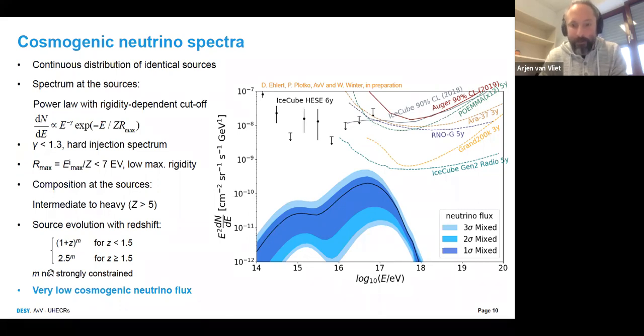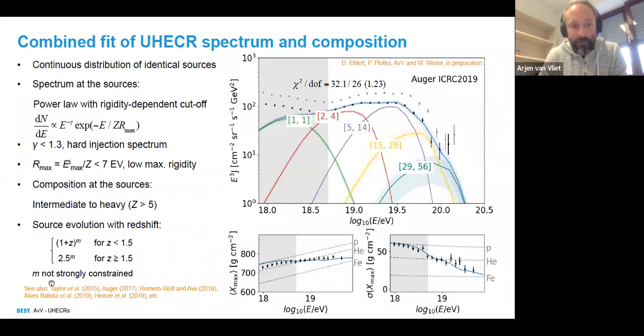But indeed, just by looking at the ultra-high-energy cosmic ray measurements, this value of m of the source evolution is basically not constrained, just because it doesn't really affect these cosmic rays so much. You get a small effect at the lowest energies, because the lower you go in energy, the farther away these cosmic rays can get to you.